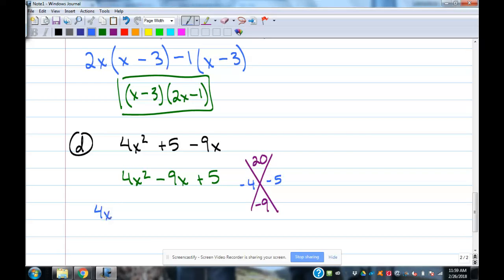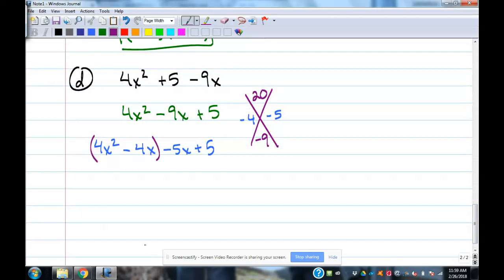So I'm going to have 4x squared. It makes sense to me to put the 4x with the 4x squared. So I'm going to put minus 4x and then a minus 5x plus 5. Just makes sense to put them in there in that order, although it still works if you don't.